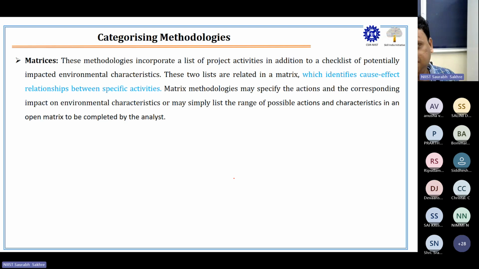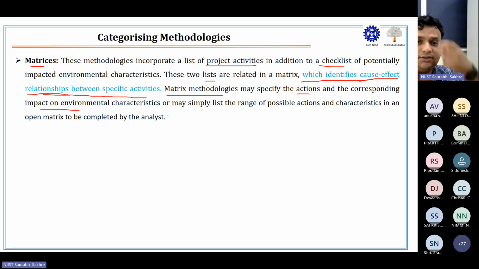in which we will be identifying the cause-effect relationship between two parameters. Like here you can see matrices. These methodologies incorporate a list of projects or activities in addition to a checklist of potentially impacted environmental characteristics. These two lists are related in a matrix which identifies cause-effect relationships between specific activities. Okay, so matrix methodologies may specify the actions and the corresponding impact on environmental characteristics, or may simply list the range of possible actions and characteristics in an open matrix to be completed by the analyst.